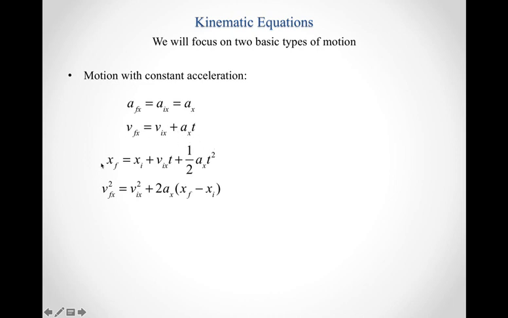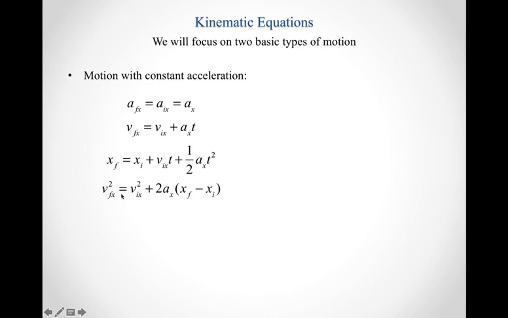I also have an equation that tells me about my object's position as a function of time. So again, here the final position is equal to the initial position plus the initial velocity times time plus 1/2 times the acceleration times time squared. So this position function is a quadratic equation. It's got a t squared term, a t term, and a constant.